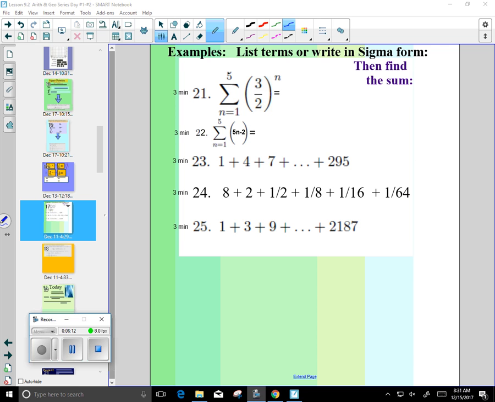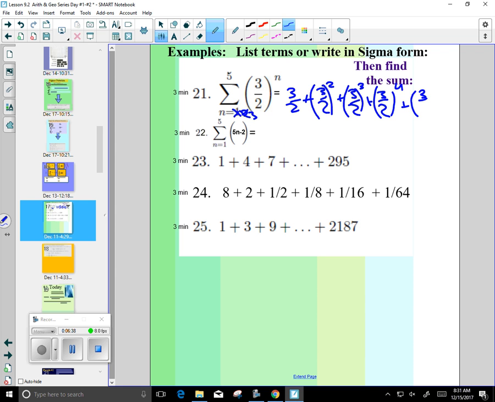You have 3 halves to the 1, so just write 3 halves, plus, now you change the 1 to a 2. And so now it's going to be 3 halves squared. And then it's going to be 3 halves cubed, and then it'll be 3 halves, the whole thing, to the fourth. And when do we stop? 3 halves to the what? 5.